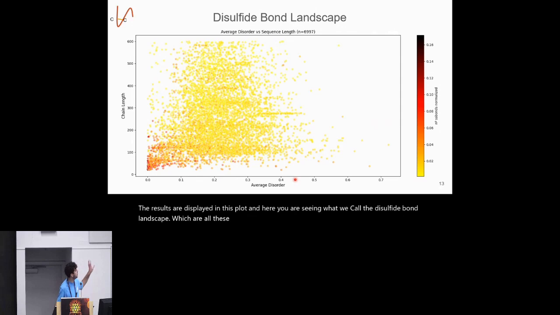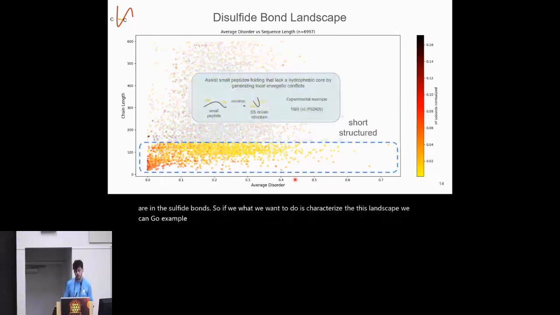And you can see how the average disorder is related to the length of the protein, and the intensity of the color is telling you how rich these proteins are. So what we want to do is characterize this landscape. We can go example by example. My first situation was this case in which the small proteins are being helped to fold by the disulfide bonds. And these are these ones in the landscape.